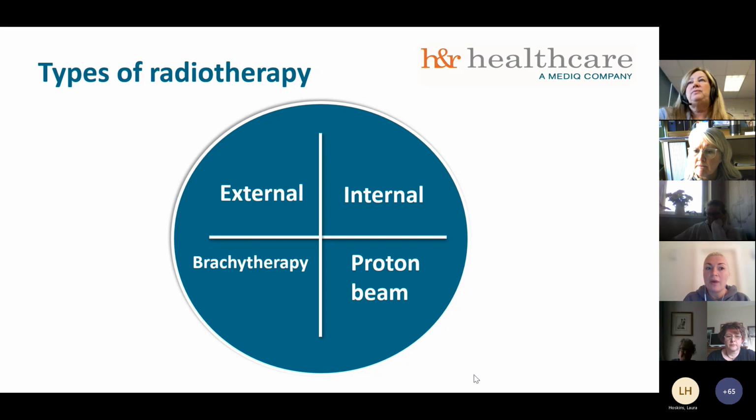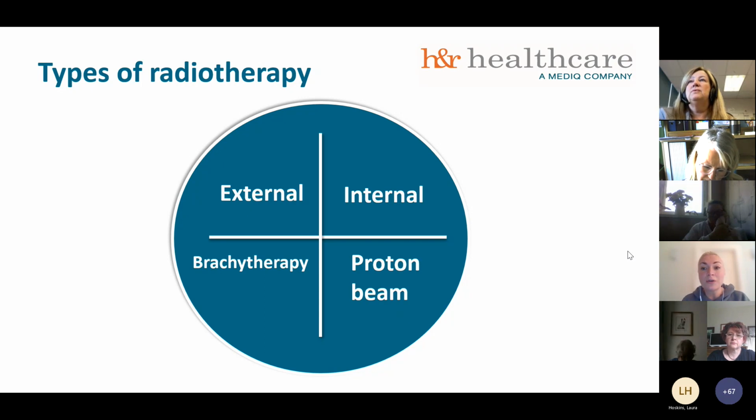From a type of radiotherapy point of view, we've got our external beam. So what we may traditionally think about in terms of radiotherapy treatment, the big machine that aims the radiation at the cancer. We know the machines are large, they're usually noisy. It can be quite difficult for patients because they've got to be held still on the treatment couch to have the treatment.